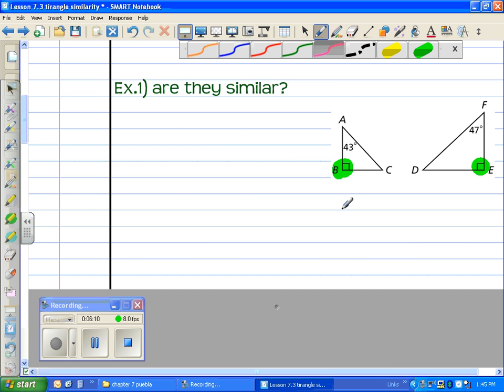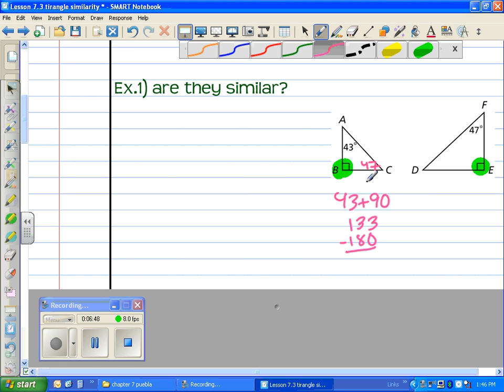Hopefully you remember what the angles of a triangle add up to. 43 plus 90, and then what does that give you? That's 133. And we're going to subtract that from 180. So 180 minus 133, you should have 47. Let me write down 47 right here for the missing angle. I did that in my head, I didn't use a calculator. And so that's 47.